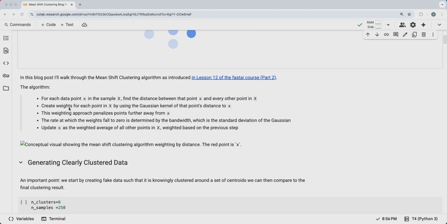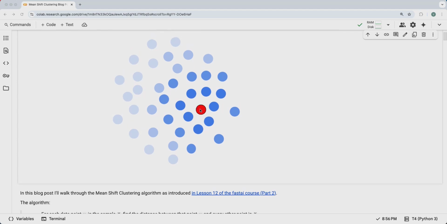For each data point x in the sample big X, find the distance between that point and every other point. Create weights for each point in big X by using the Gaussian kernel of that point's distance to x. This weighting approach penalizes points further away from x. The rate at which the weights fall to 0 is determined by the bandwidth, which is the standard deviation of the Gaussian. And then we update x as the weighted average of all other points in X, weighted based on the previous step. So I've tried to visualize this here, where the red point is the point x in question, and the dark blue points are weighted higher because they're closer, and we get lighter and lighter shades of blue the farther away we get, because the weight decreases the farther away you get.